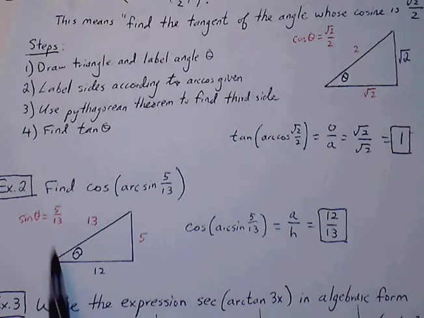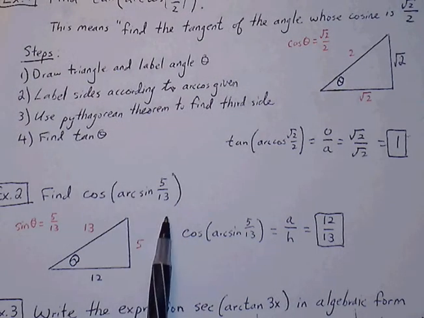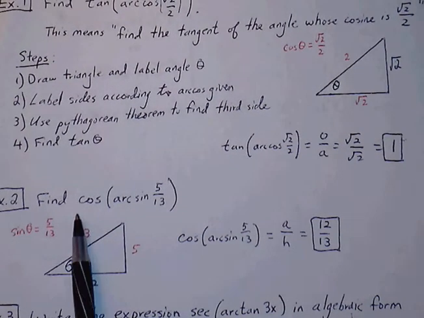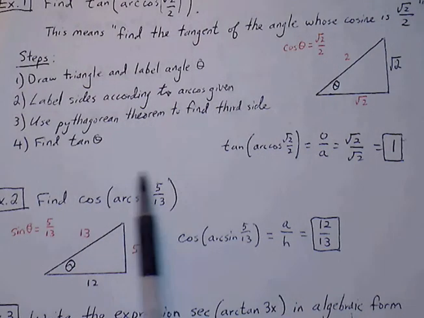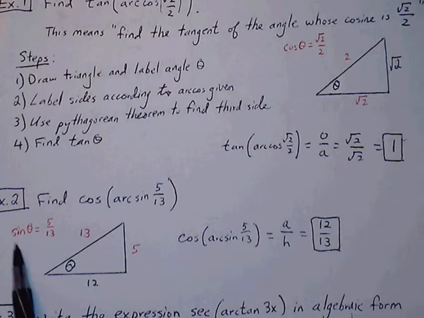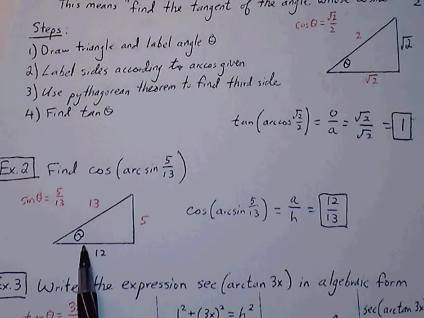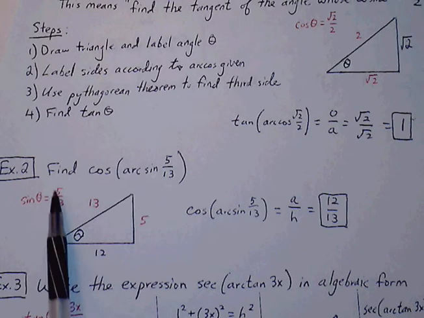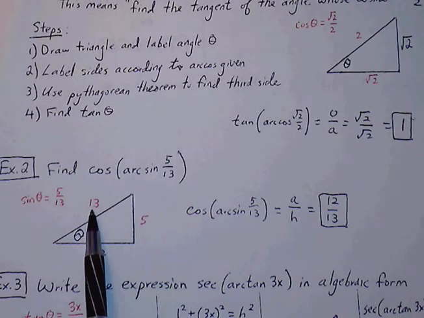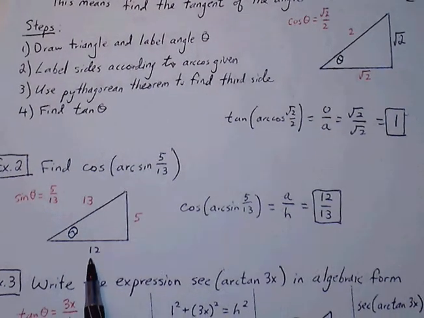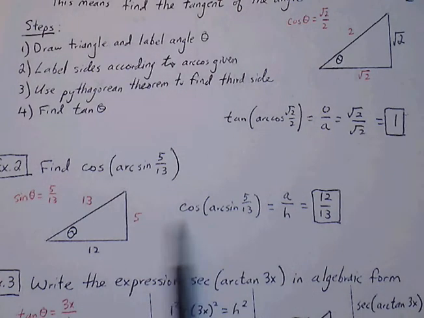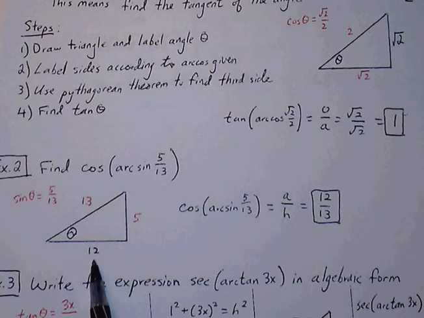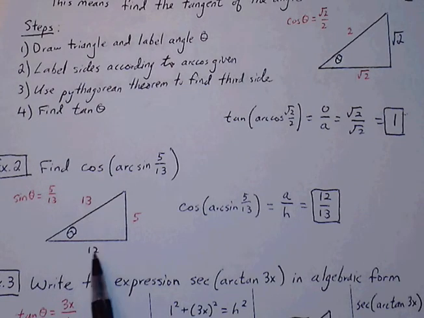Number 2, find the cosine of arcsine of 5 over 13. In other words, find the cosine of the angle whose sine is 5 over 13. We can draw a triangle with that characteristic. Here's our angle. Sine is opposite over hypotenuse, so opposite is 5, hypotenuse is 13. The Pythagorean theorem will allow you to get the third side, which is 12. So cosine of this theta will be adjacent over hypotenuse, so 12 over 13.